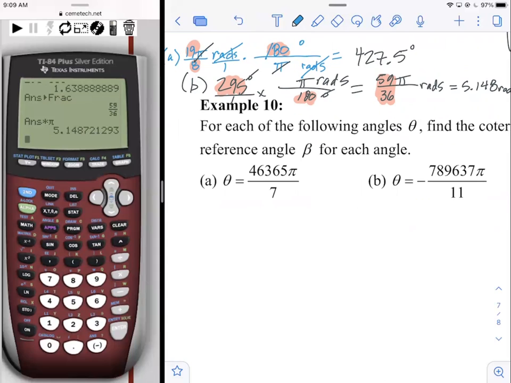46 pi over 36, 55 pi over 7. Oof. That must be an angle in what units? No units, right. So it must be radians, right? Okay. Let's see. Is this bigger than one rotation? Yeah. It is, right? How do we know that it's bigger than one rotation?